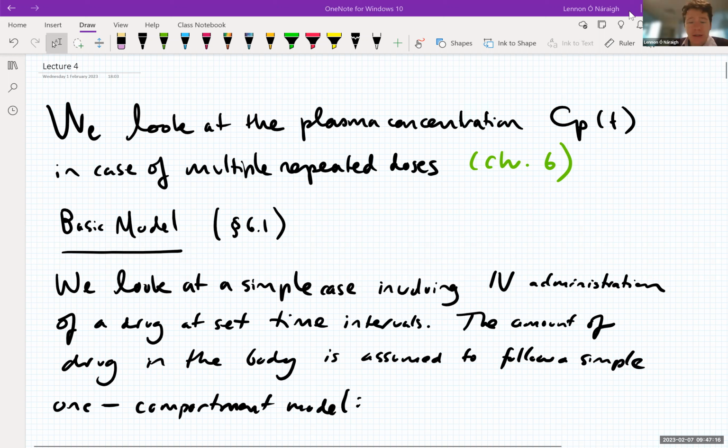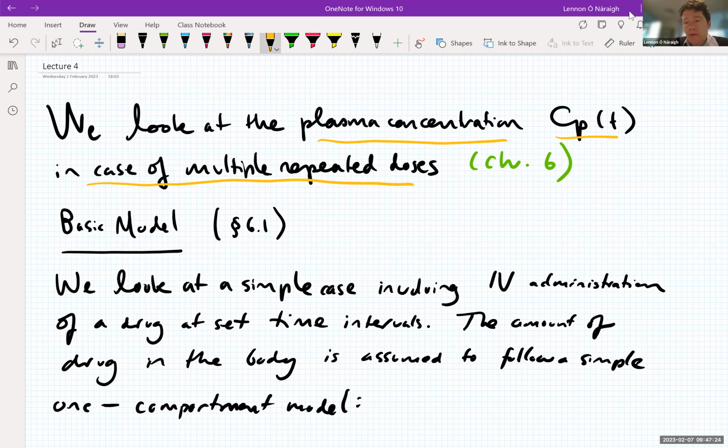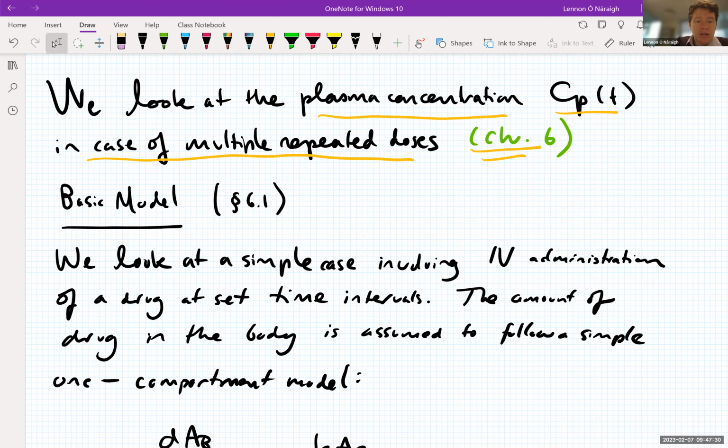So in this last lecture, we're going to look at a model for the plasma concentration, Cp of t, in the case where multiple repeated doses are administered. And this is found in chapter 6 of the notes. So we start here with the basic model in section 6.1.